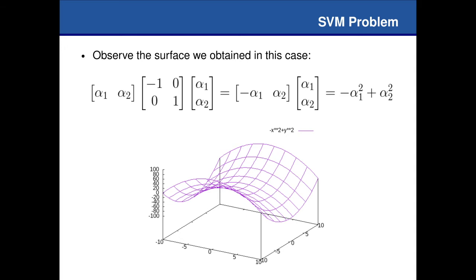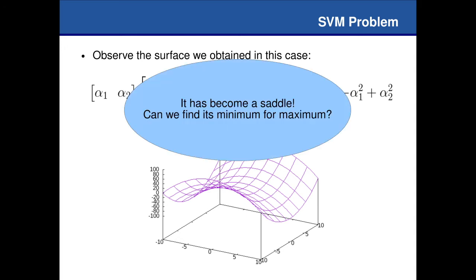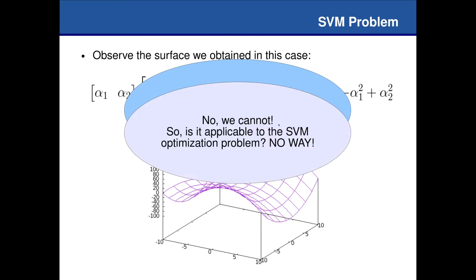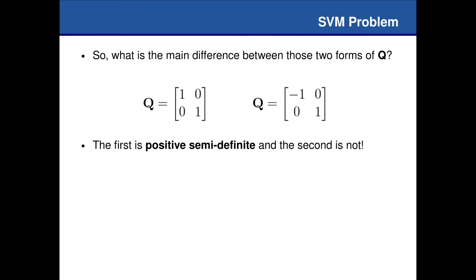So I cannot work with matrices that are not positive semi-definite. Of course, it has become a saddle, as I mentioned. Can we find a minimum or maximum? No, impossible. No, we cannot. So is this applicable to the SVM optimization problem? No way.